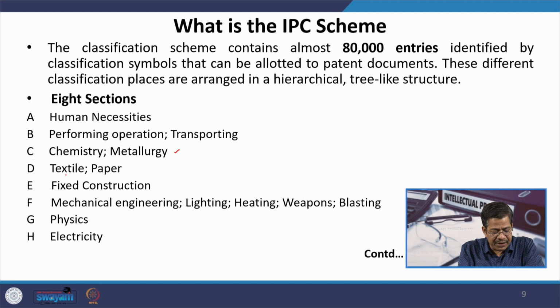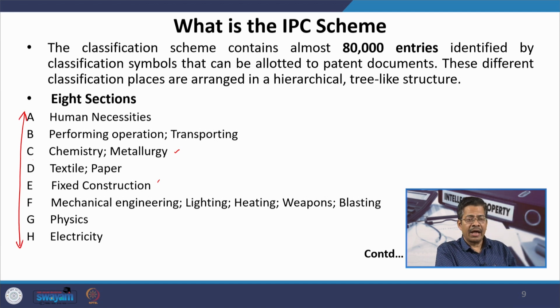If it is starting with D, it is about textile and paper. If it is starting with E, it means it is about fixed construction. If it is F, it is mechanical engineering, lighting, heating, weapons, blasting, etc. G means physics and H means electricity. So, you see that all the inventions which are happening are classified under these 8 sections.